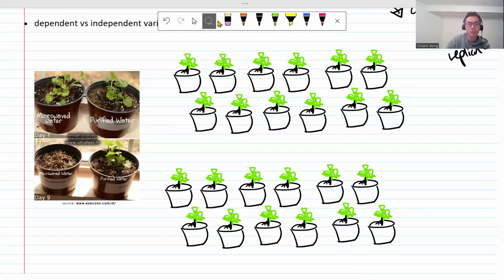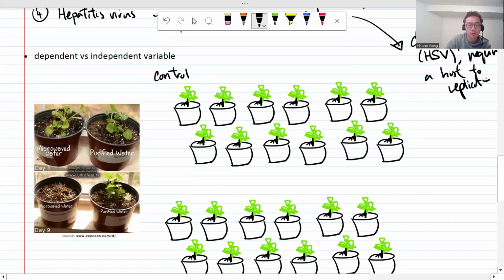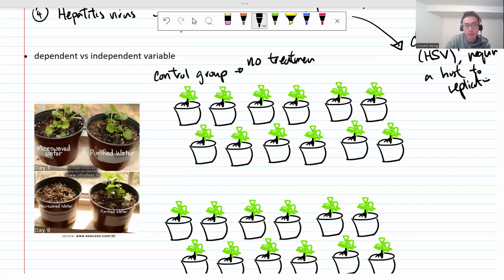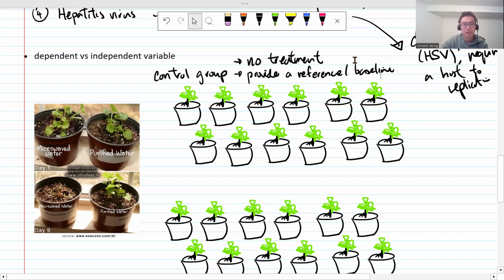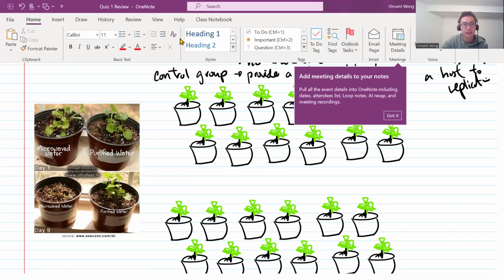So this first group here, we're gonna say this is the control group. Control group means they receive no treatment, no special treatment. You just treat them like you normally would. And again, the purpose of a control group is to provide a reference or baseline to compare. Running out of space here. Give me a second.